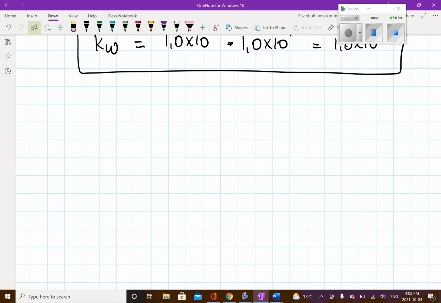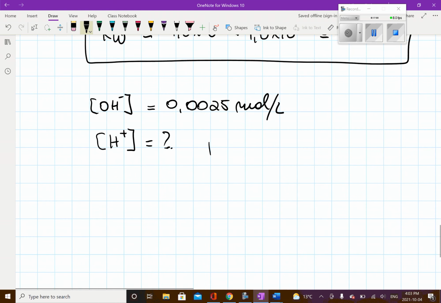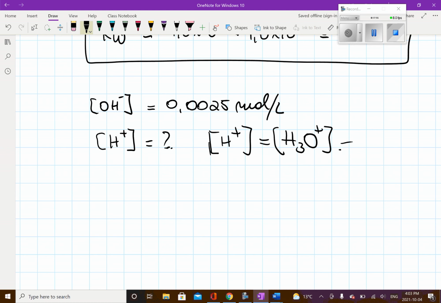Let's suppose that the concentration of hydroxide ion in a certain household ammonia cleaning solution is 0.0025 moles per liter. What is the concentration of hydrogen? When you see either the concentration of hydrogen or the concentration of hydronium, it is the same thing. They are equal to each other.